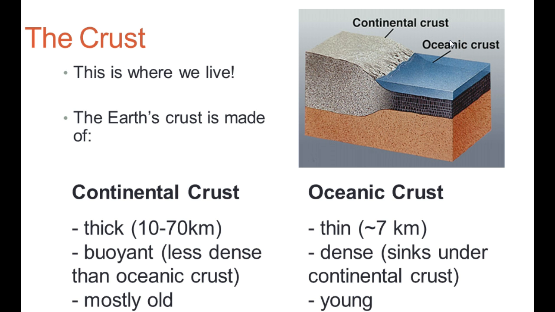I want you to make a column for each in your notes, and let's use these columns to list the characteristics of each kind of crust. Since each has different properties, they behave in different ways. So make sure you have two columns, one for continental crust and one for oceanic crust.